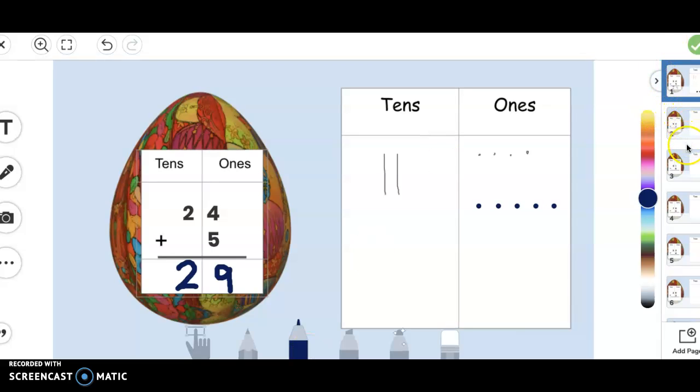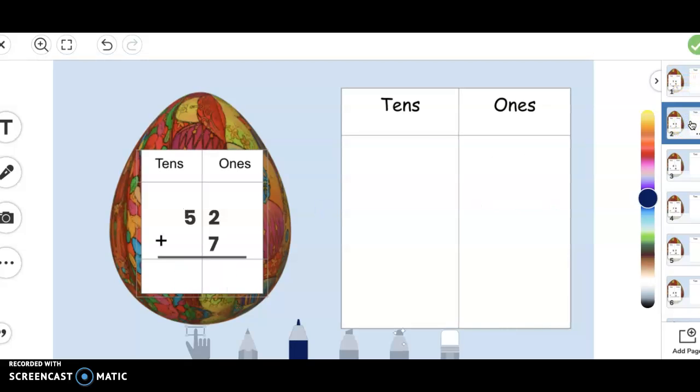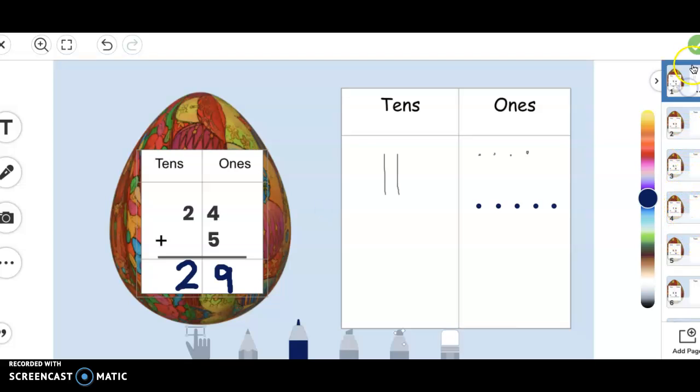You are going to have 10 problems like this to solve throughout your activity, so just press on the right side, and that will bring you to the next one. When you've finished all 10, remember to press the green check button up at the top. Enjoy and have fun.